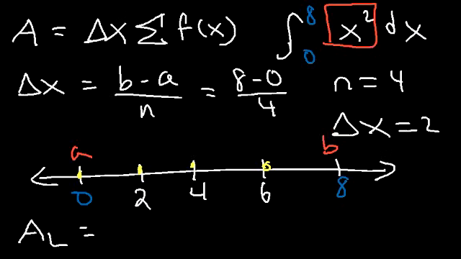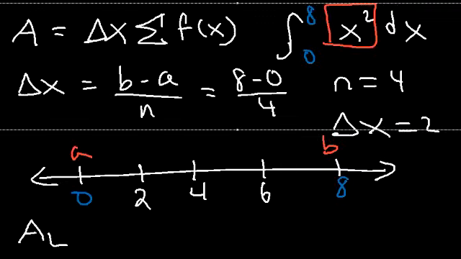Now, if you have to find the area using the right Riemann sum, don't use the left point. Use the 4 points on the right. That's 2, 4, 6, 8. Now for the midpoint rule, use the points in the middle. That's 1, 3, 5, and 7. Alright, so let's make some space.